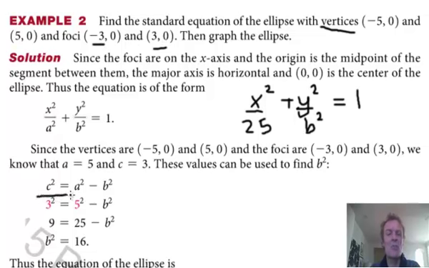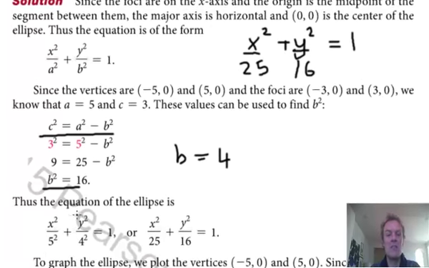So I'm going to put it into the focus equation. 3 squared equals 5 squared minus b squared. I know a is 5, and I'm trying to find b. So b squared will come out to be 16, so b equals 4. I'll erase this up here. I can now put 16 there, b squared. That's the equation of this ellipse.